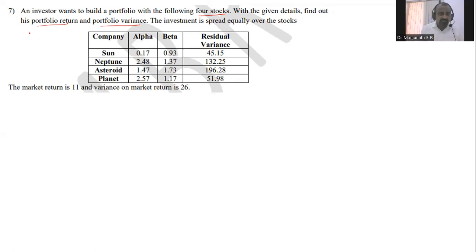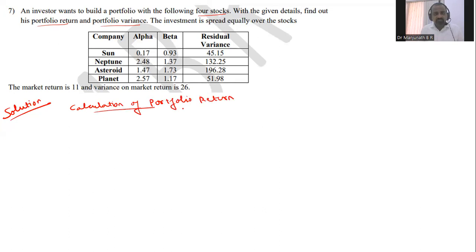I'm sure you might be aware of the calculation of the portfolio return. However, now let's work it out together. I'll be mentioning the solution here: calculation of portfolio return. It seems to be very basic.